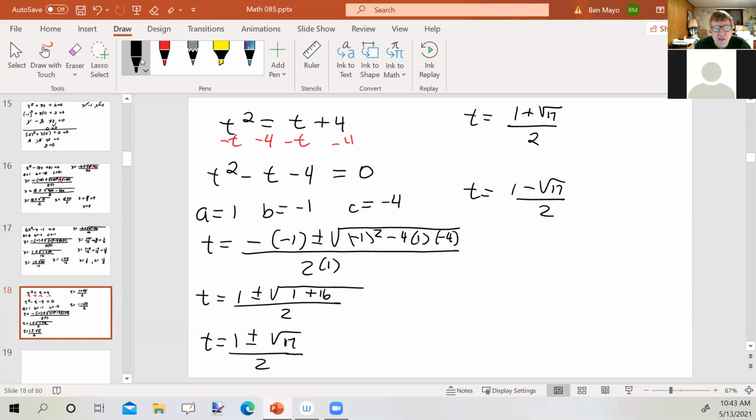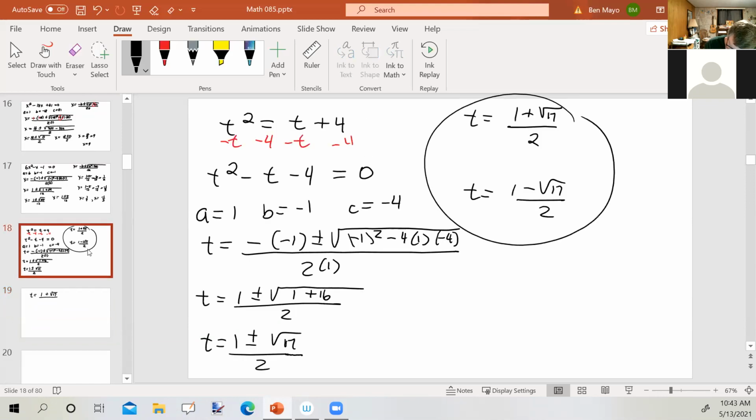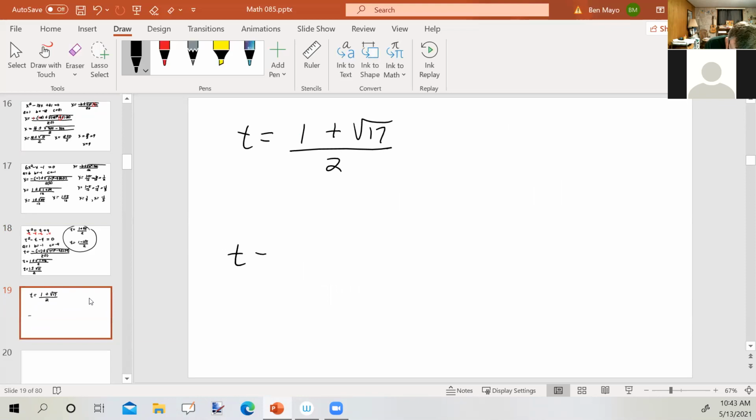Approximate the solutions to the nearest hundredth. Okay, now we need to be careful putting this into the calculator. So I'm going to rewrite this on the next page. T equals 1 plus the square root of 17 all over 2. T equals 1 minus the square root of 17 all over 2. Okay, so on your calculator, you want to divide all of the numerator, the 1 plus the square root of 17, all by 2.